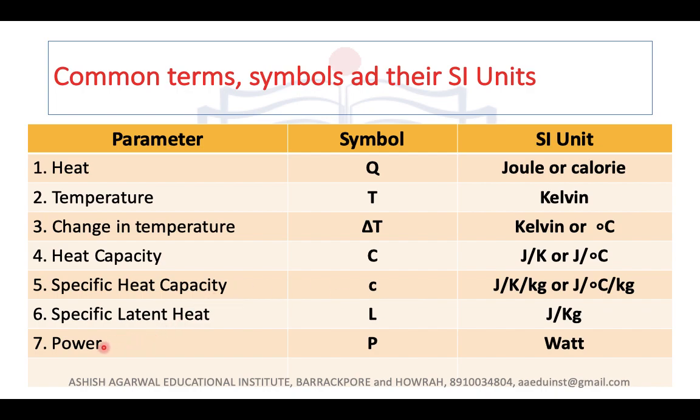And last but not the least, power. It is of course denoted with P, and it's measured in watt. We have one more higher unit of power, which is called horsepower, denoted with HP, and we know that 1 horsepower is equal to 746 watt. It's a very famous and very favorite question of ICSE.